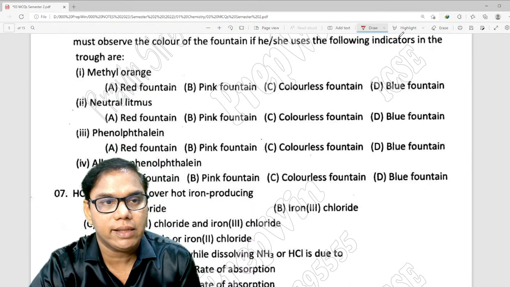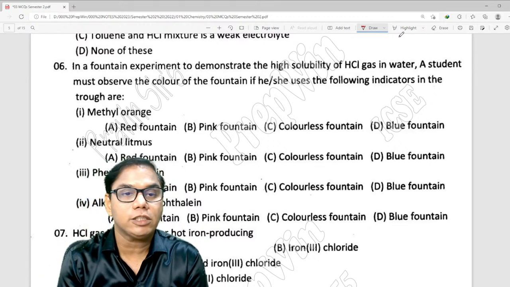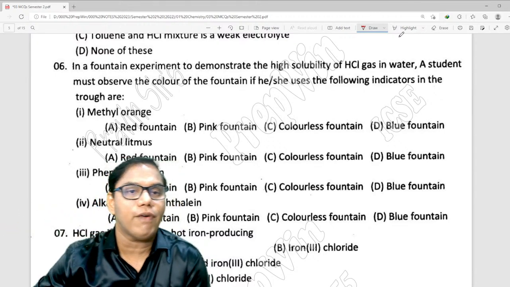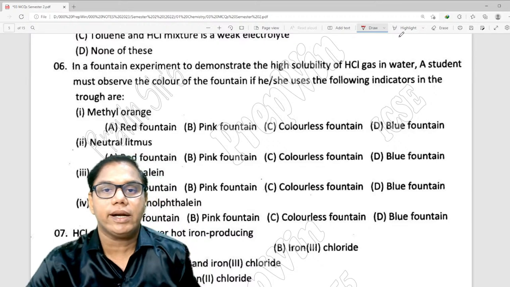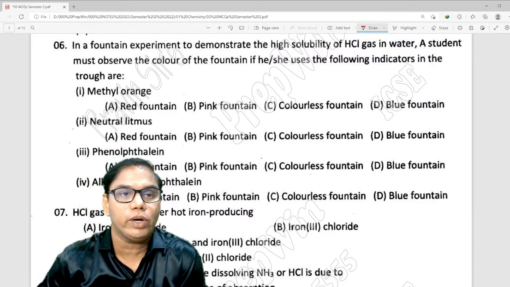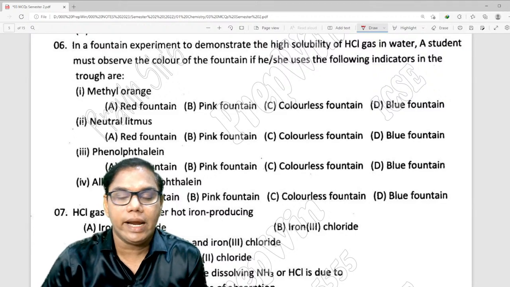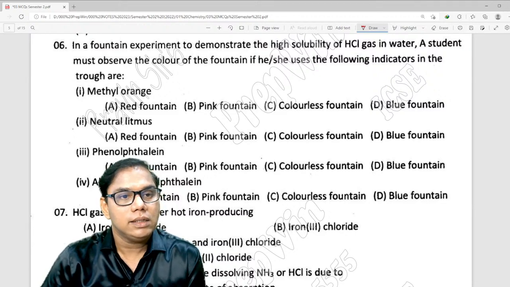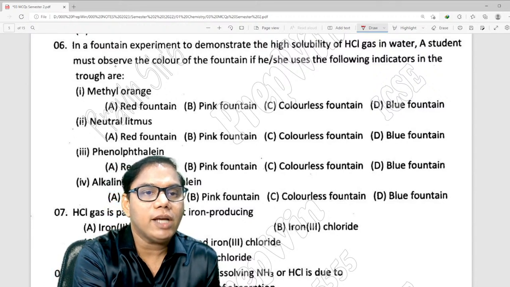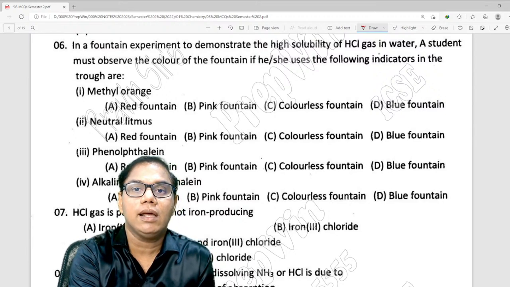Okay, now let's take a question regarding the fountain experiment. In the fountain experiment, a very tricky question. In a fountain experiment, to demonstrate the high solubility of HCl gas, a student, listen carefully, must observe the color of the fountain if he uses the following indicator in the trough. Read the answers.